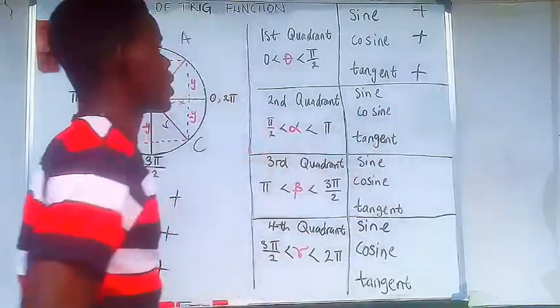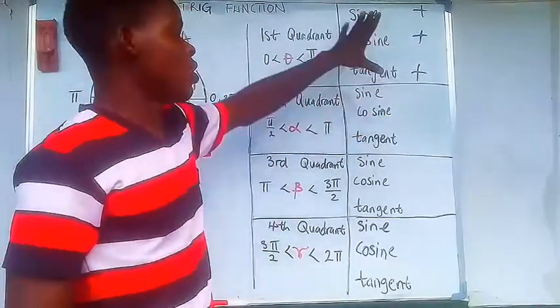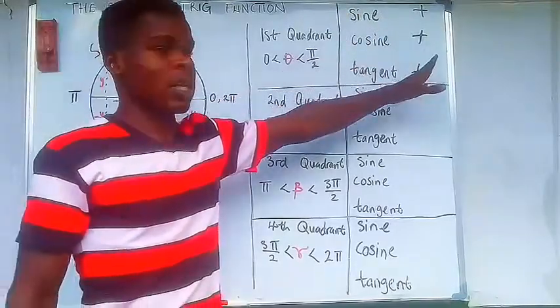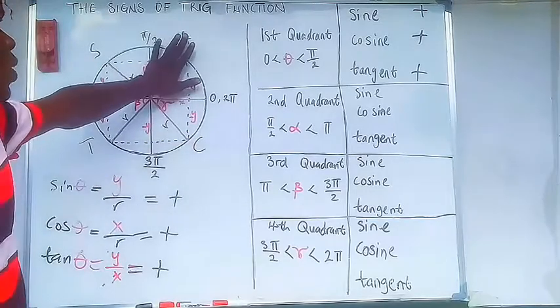Therefore, in the first quadrant, when the angle lies between 0 and 90 degrees, then the sine of those angles, the cosine of those angles, and the tangent of any of those angles will be positive. That's what it says. Great. We are done with the first quadrant right here.